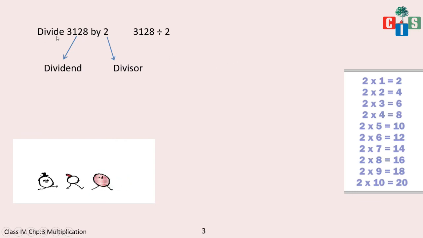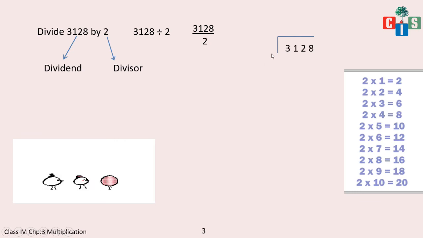Now this equation I can write like this: 3128 divided by 2, using the division symbol. The other way to write it is like this: below I put an underline and below I write 2. This is the other way to write it. Now we will start with the division, writing 2 outside and 3128 inside.